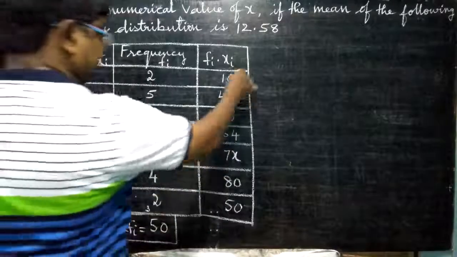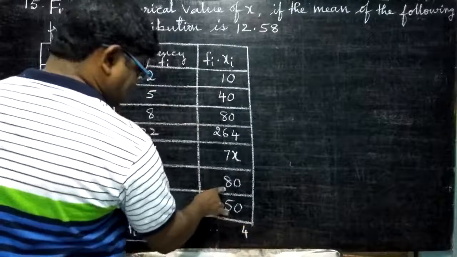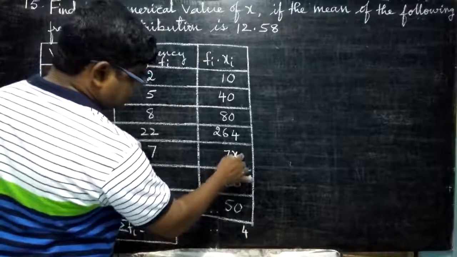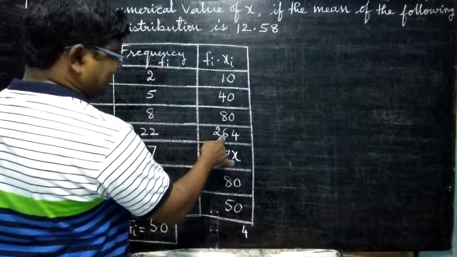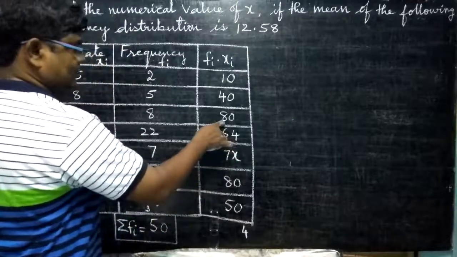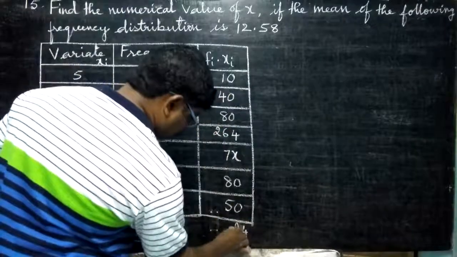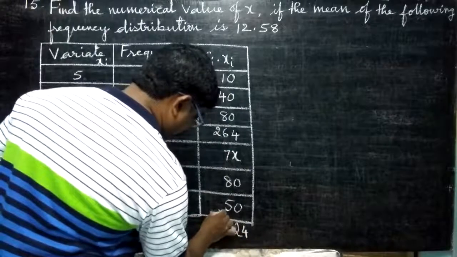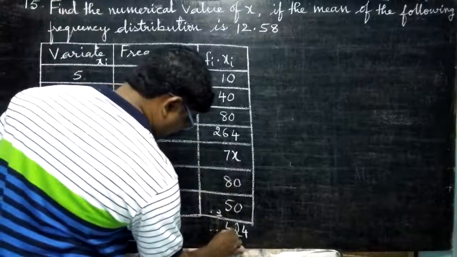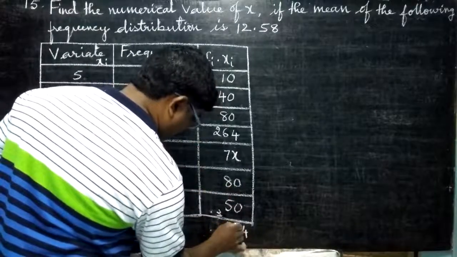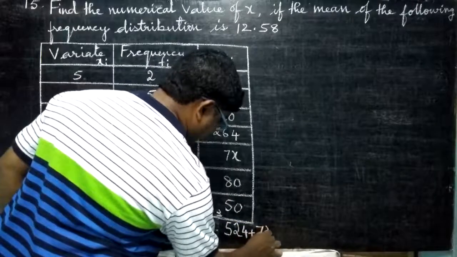Coming to here, 4 you write. 5 plus 8 is 13. Don't add this one. Should not add the unknown. 13 jump. 13 plus 6 is 19. 19 and 8 is 27. 27 plus 4 is 31, 32. 2 here, 3. 3, 4, 5. 524 plus 7x. This you have to write separately.